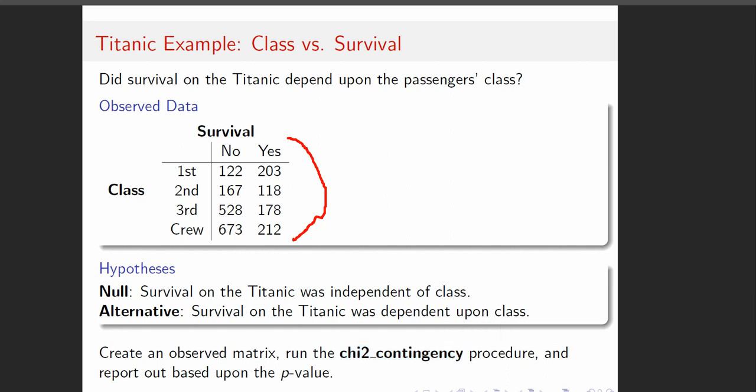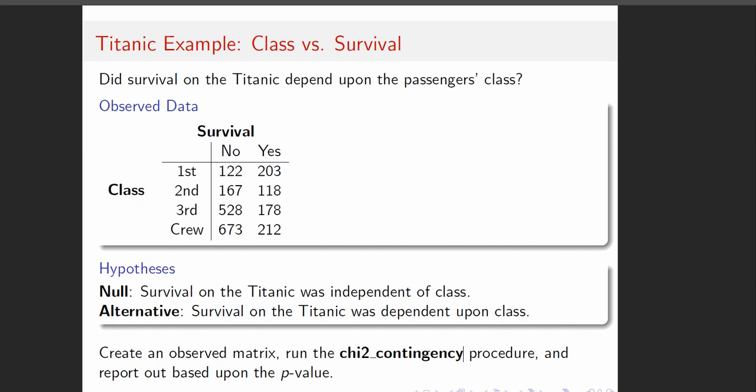Okay, our null hypothesis is that these survival rates are completely independent of class. And the alternative is no, the survival rates on the Titanic depended upon class of ticket purchased or whether or not they were a crew member. So we will be taking a look at that. All right, let's do this.